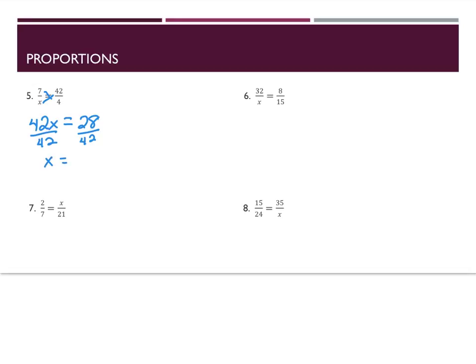Now I've got two choices here. I can reduce that fraction, and that would give me 2/3. I could change the fraction to a decimal, which would give me 0.67. The 2/3 is a little bit more precise than the 0.67. You should just follow the instructions to see what form you want to give your final answer in.